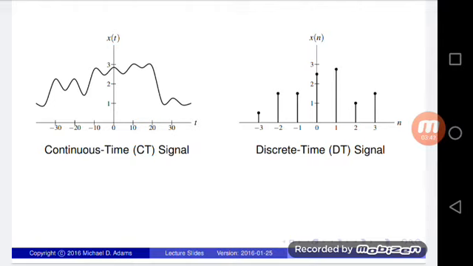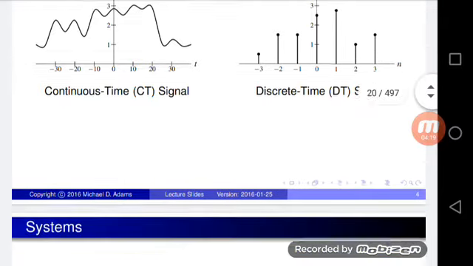So in these three processes we are using a sampler, which converts the continuous time signal to a discrete time signal, and a quantizer, which converts the discrete signal to a quantized signal. Finally, we use an A by D converter, and we can easily convert the analog to digital signal. This is the internal process of signal conversions.